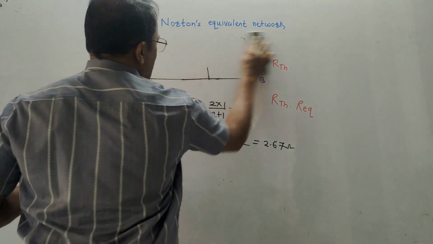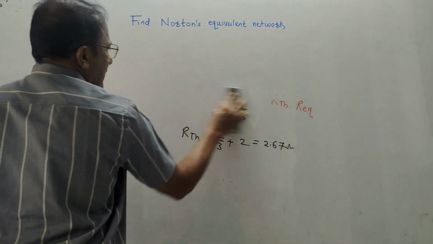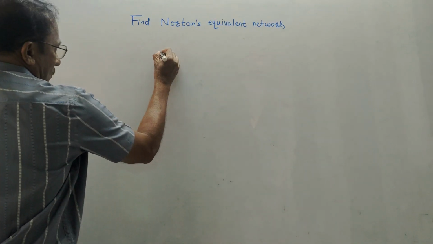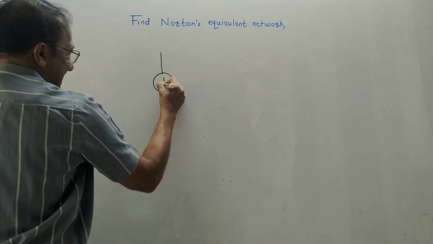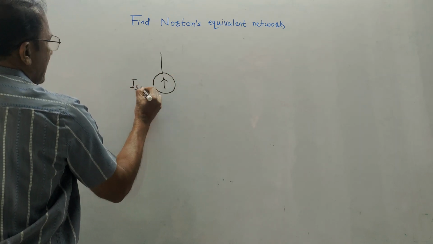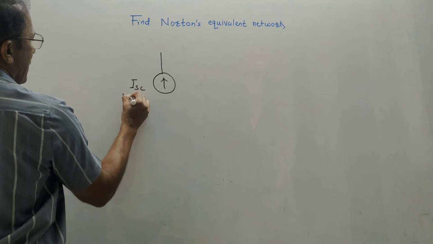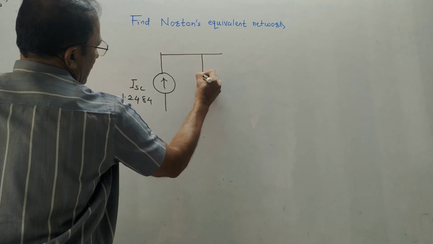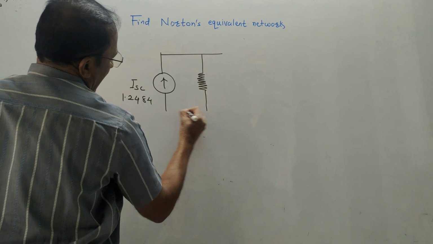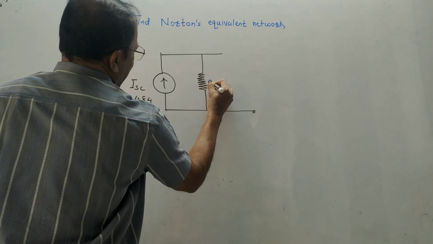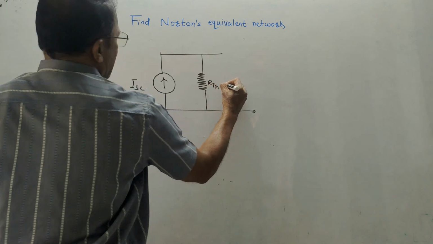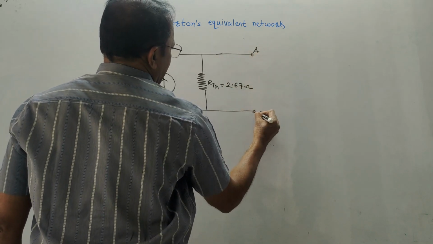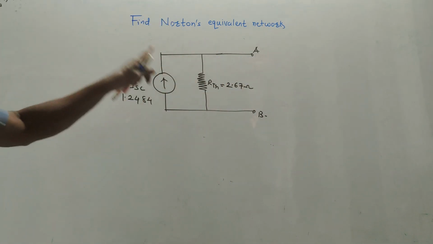Next step is, in the question it is asked to draw Norton's equivalent network. Very simple. This is the third step. How to do it? We have calculated the value of ISC. ISC was the short circuit current. That value was 1.2484. In parallel with this source, draw the value of R equivalent or RTH. So this is RTH, whose value is 2.67 ohm. Then mark these points A and B. This is called a Norton's equivalent diagram.